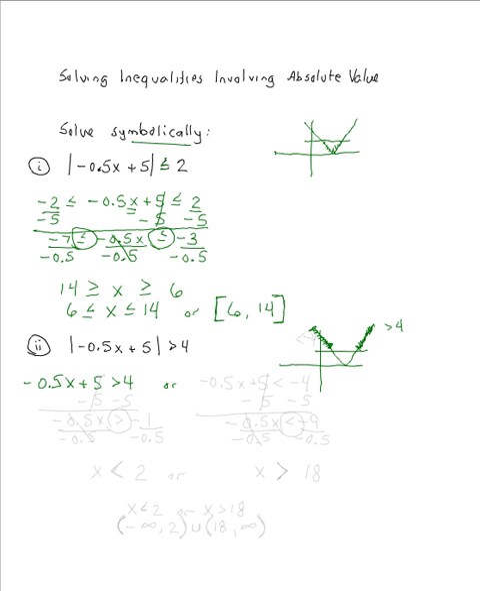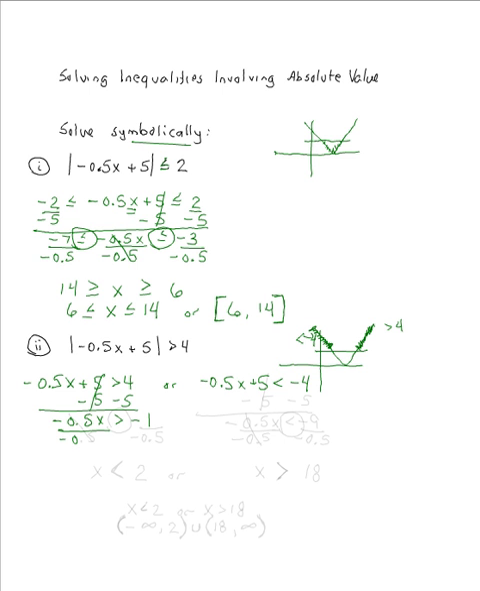Or we could have negative 0.5x plus 5 be less than negative 4. And that would correspond to the area on the left of our graph. So we just have two separate inequalities to solve now. Solving the one on the left, I can subtract 5 from both sides. That means my negative 0.5x is now greater than negative 1.